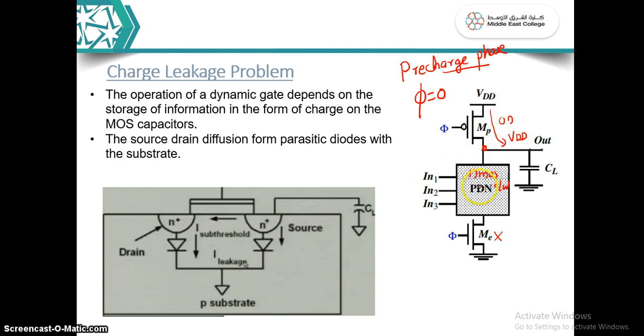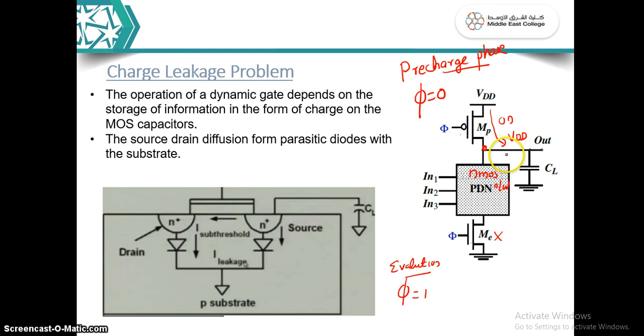Suppose now the evaluation phase starts. So in the evaluation phase, what will happen? Phi will become 1. So naturally this transistor will be off. So in the evaluation phase your phi will be equal to 1. So this transistor will be off, this will be on. And suppose that your inputs are in such a way that the NMOS network is off. NMOS network is off means you are supposed to retain your output at VDD, because there is no way to discharge it to ground. So your output should be retained at VDD.